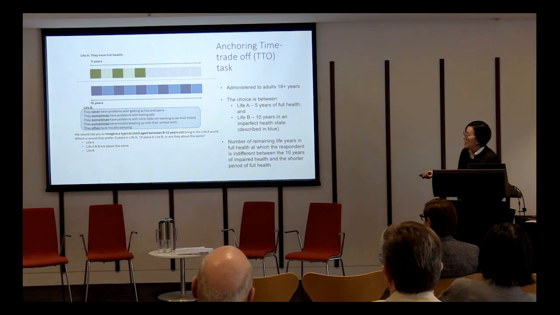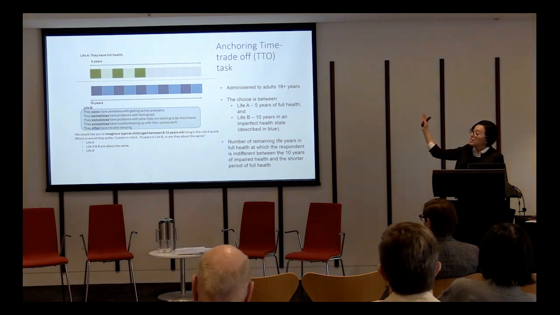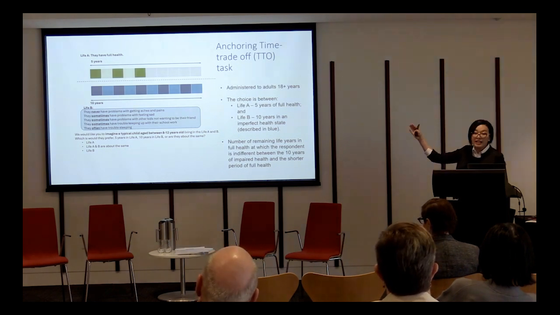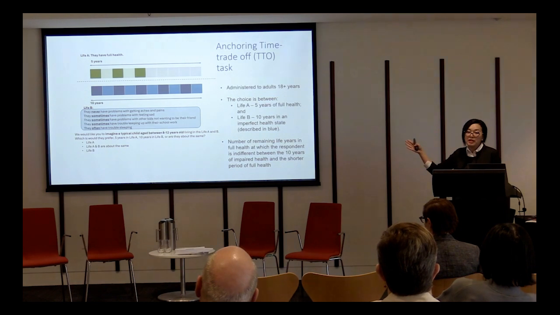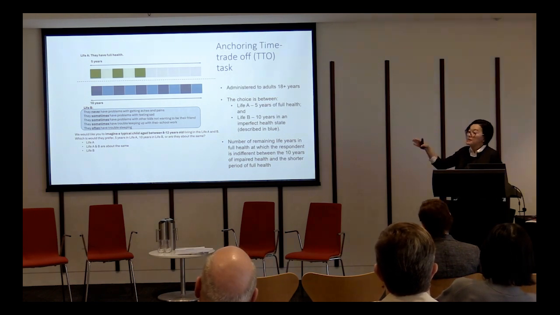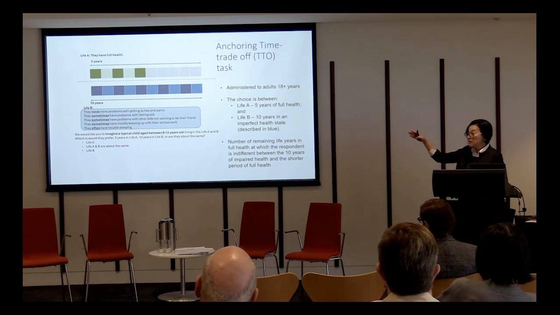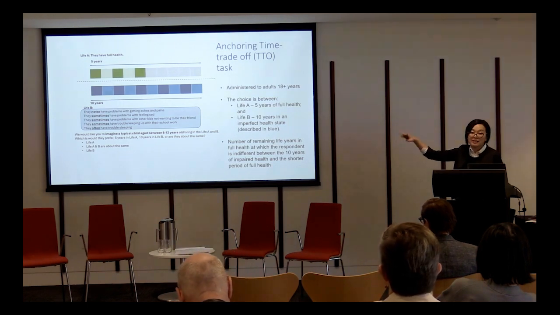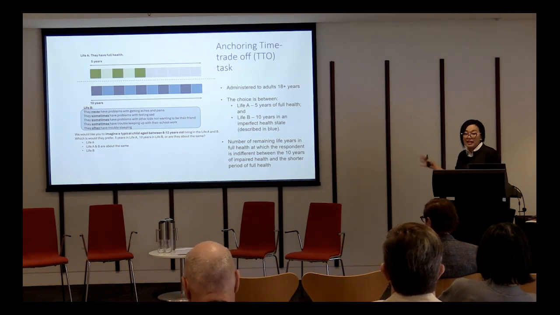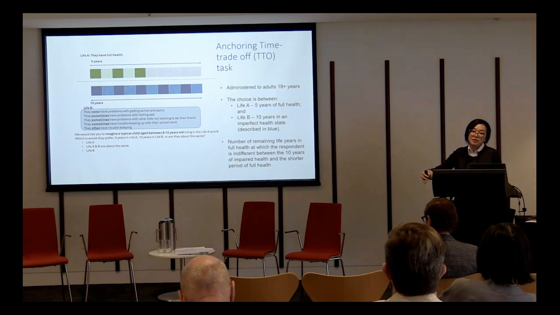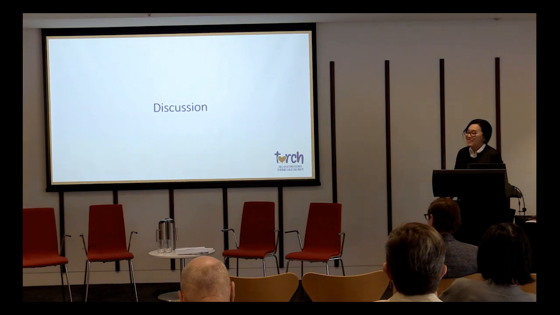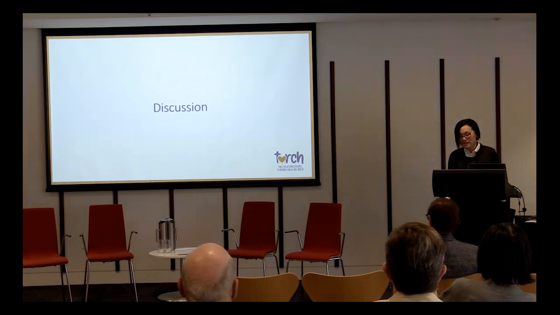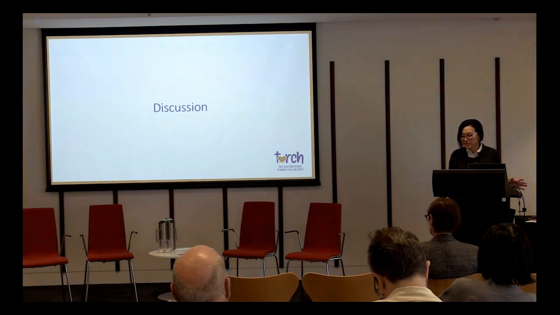Basically, what we do is change the number of years in life A until we reach a point where the respondent feels indifferent between that many years in life A and 10 years in an impaired health state. And that will give us a value that we can use to anchor the results from our DCE. Okay, so that pretty much summarizes what we're planning to do for the valuation work.